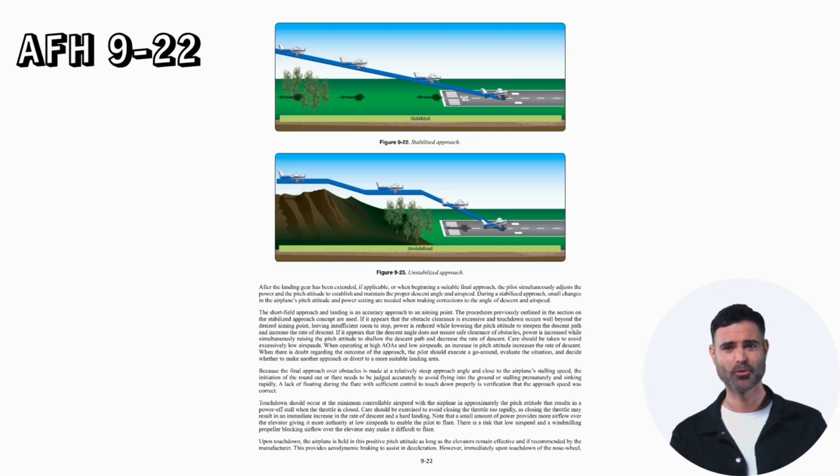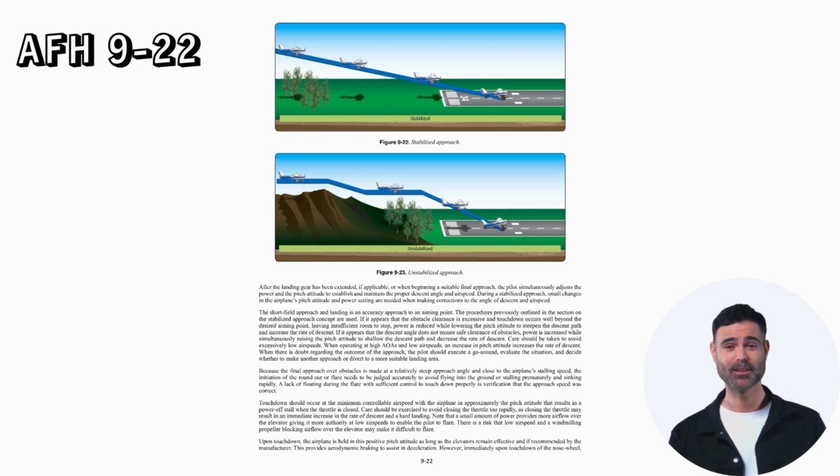Care should be exercised to avoid closing the throttle too rapidly, as closing the throttle may result in an immediate increase in the rate of descent and a hard landing. Note that a small amount of power provides more airflow over the elevator, giving it more authority at low airspeeds to enable the pilot to flare. There is a risk that low airspeed and a windmilling propeller blocking airflow over the elevator may make it difficult to flare. Upon touchdown, the airplane is held in this positive pitch attitude as long as the elevators remain effective and if recommended by the manufacturer. This provides aerodynamic braking to assist in deceleration.